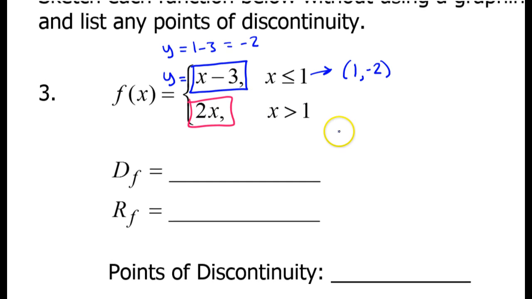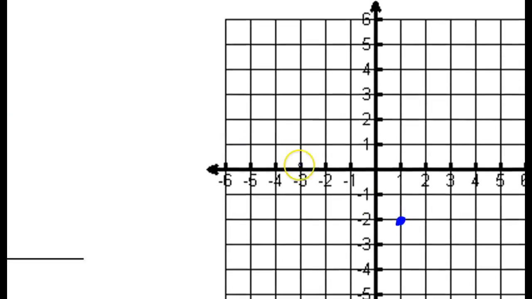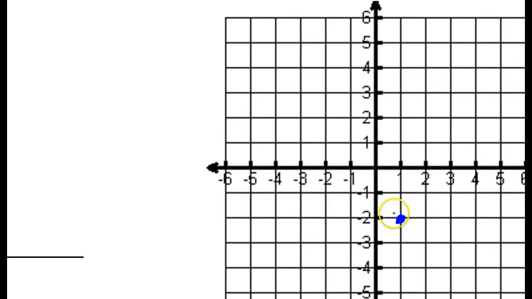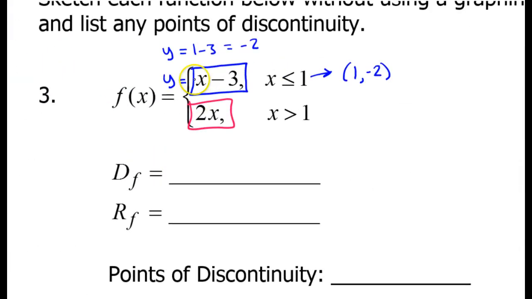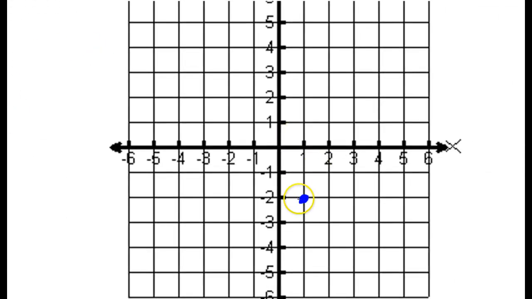So now let's graph the rest of the function. This is a line, and I know that this is a point on the line. It's the endpoint of the piece of the line that we're going to graph. This function applies when x values are less than or equal to 1. So you should be thinking to yourself, we're going to be going to the left, because that's where x values are less than 1, to the left.